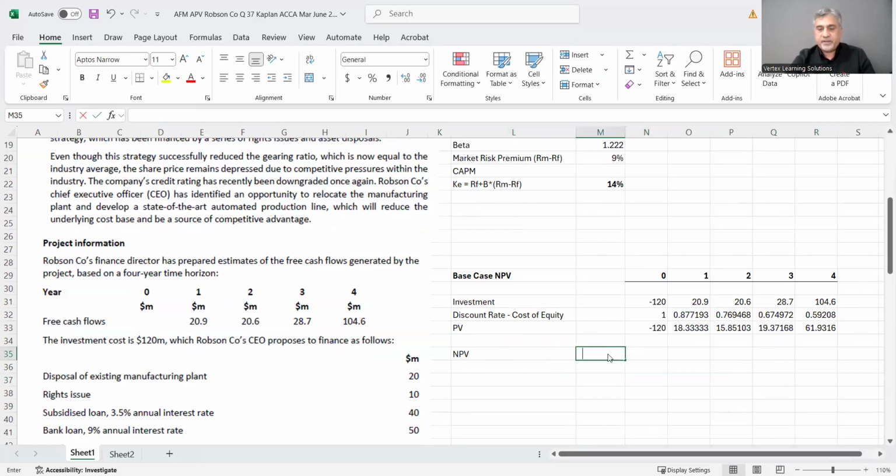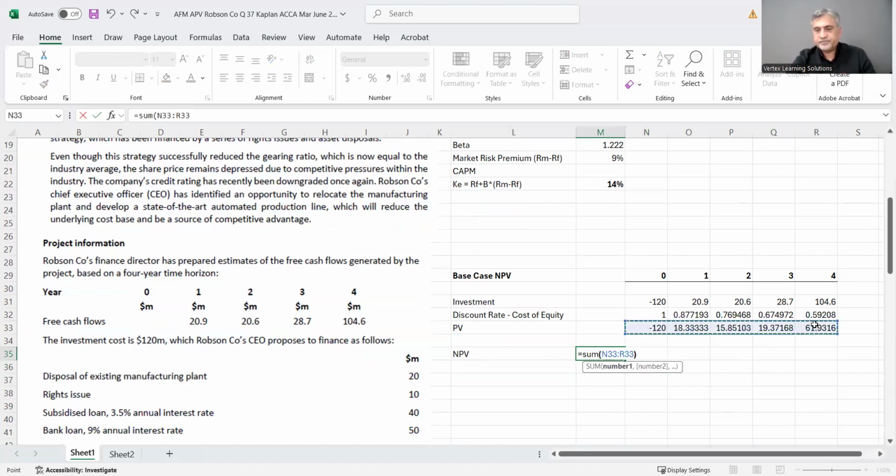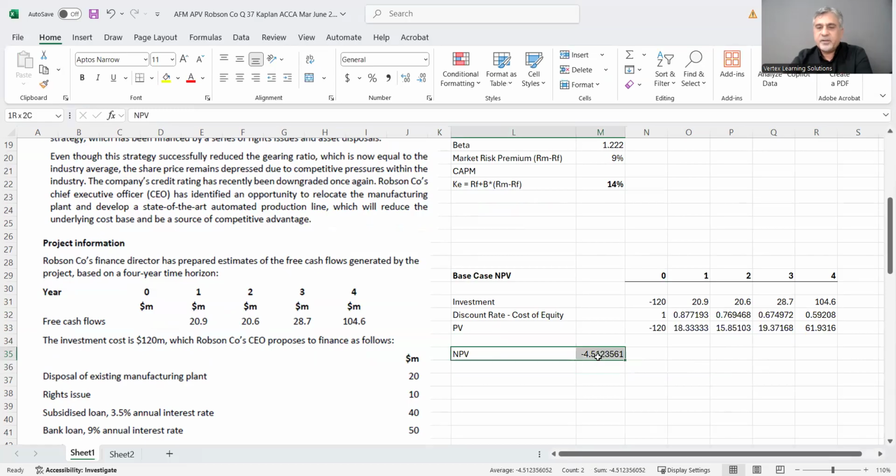And then I say my NPV. NPV is going to be the sum of all of these ones. And that's done. And let me call it base case NPV. Okay, base case NPV is minus 4.5 million. Like I told you, in most exam questions, when you are asked to do an APV calculation, base case NPV will usually be negative, because this is where you start the discussion.